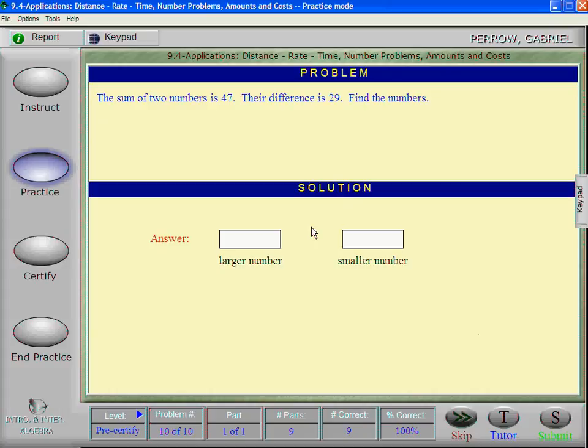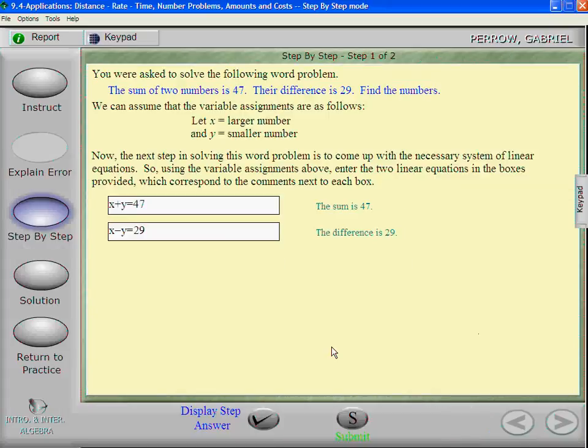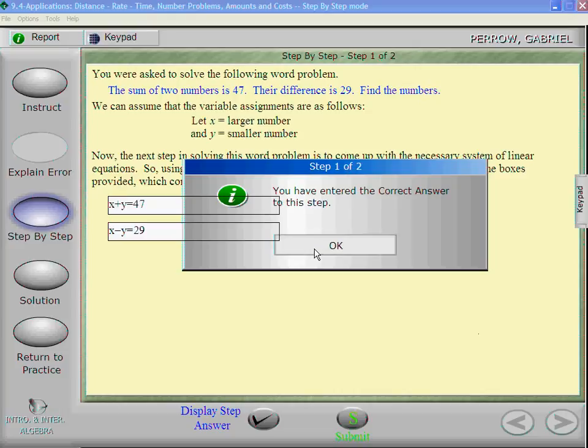The final problem just says the sum of two numbers is 47, their difference is 29. Find the two numbers. This problem is quick because it's ready to go with the addition method. Right off you've got a plus x up here and a minus x here. So if I just add the columns right off, I'd have 2x, and then right here, add two columns, you get 76. So 2x equals 76. Divide both sides by 2, you're going to get 38 for the x value.